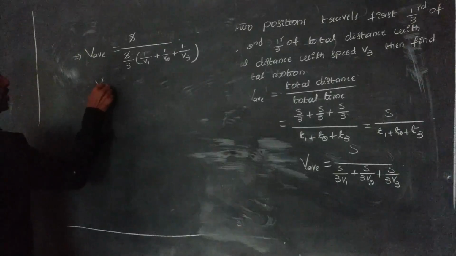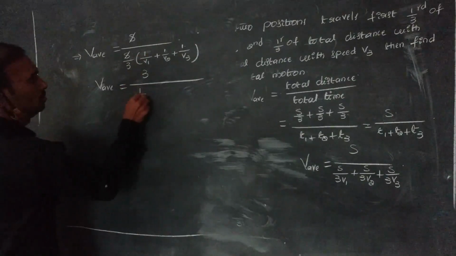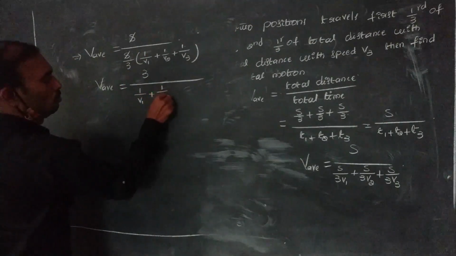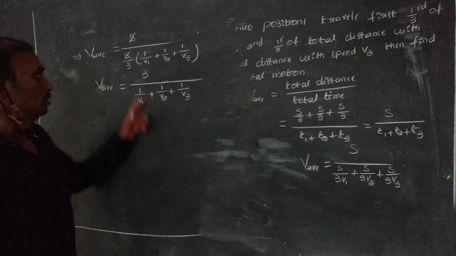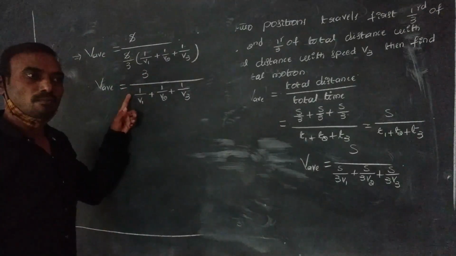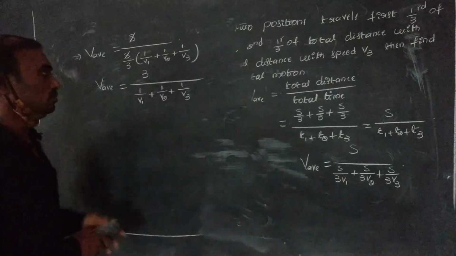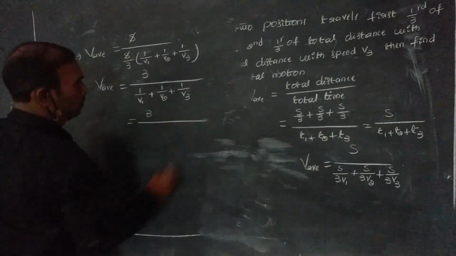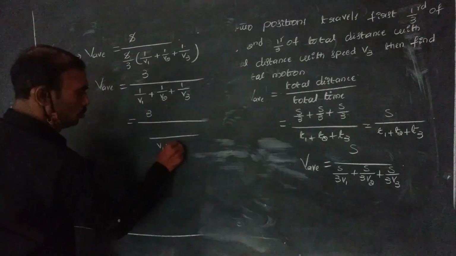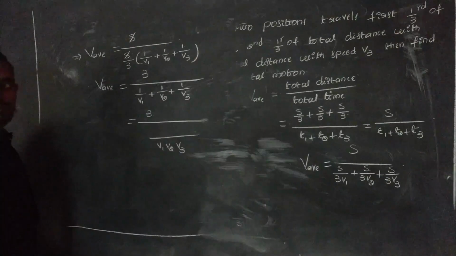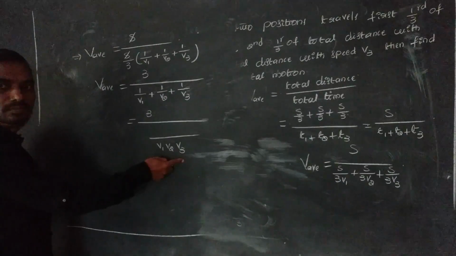Therefore, average speed equals 3 by, in the denominator, 1 by v1 plus 1 by v2 plus 1 by v3. That equals 3 by, here what is the LCM? Here the LCM is v1 v2 v3, right?